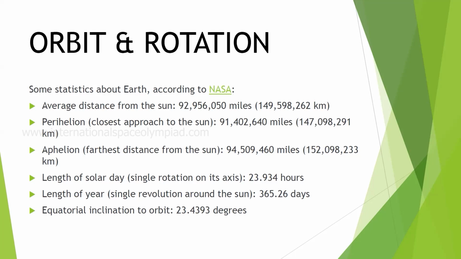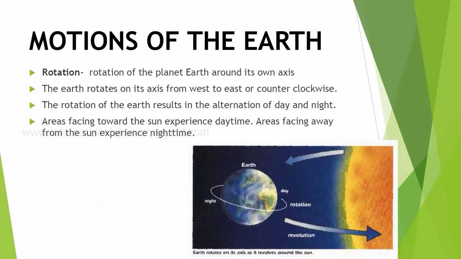Now, there is an equatorial inclination to orbit, which is 23.43 degrees. And how many motions does Earth have? The first thing is rotation: rotation of the planet around its own axis with a tilt of 23 degrees. Earth rotates on its own axis from west to east, unlike Venus. Venus rotates from east to west. That's why on Venus the sunrise is in the west. The rotation of the Earth results in the alternation of day and night. Of course, that's common sense, right?